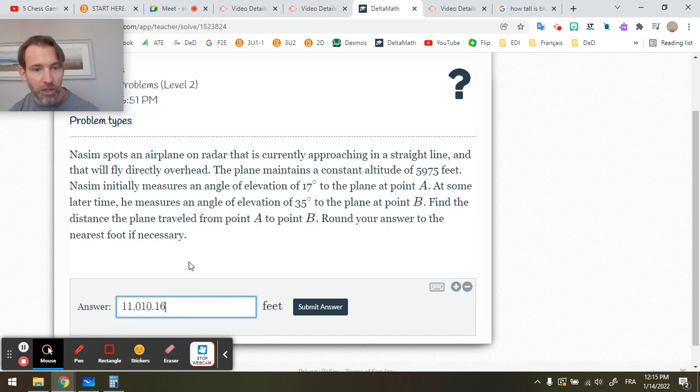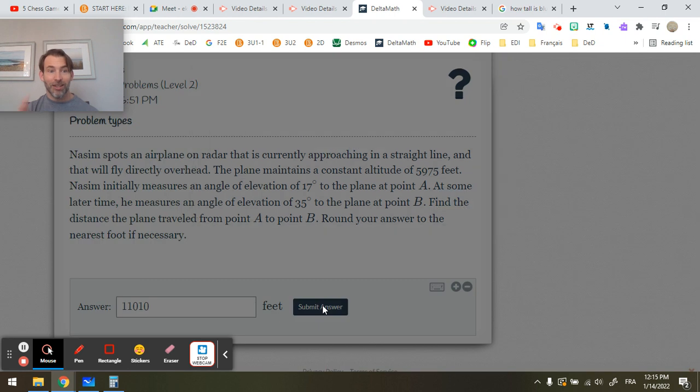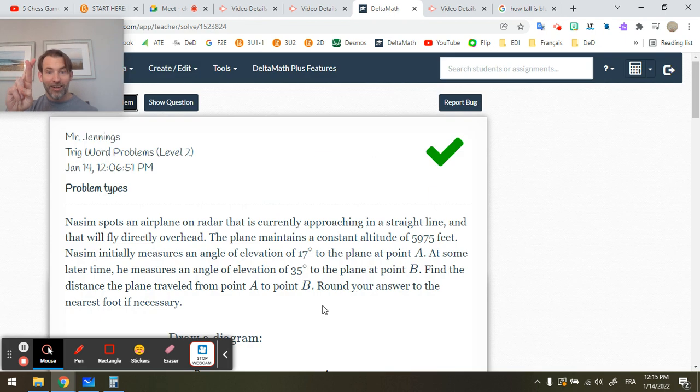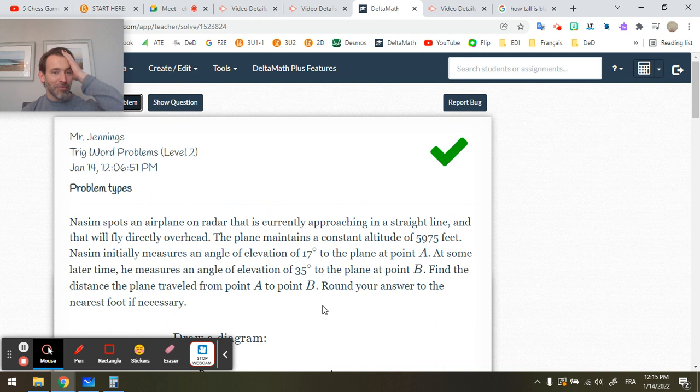So this is not 11 kilometers that the plane has traveled, but it's 11,000 feet. They said round to the nearest foot. So all of those decimal places go away and they don't round up to another foot. So I submit answer. Hooray! You see, all that method worked.